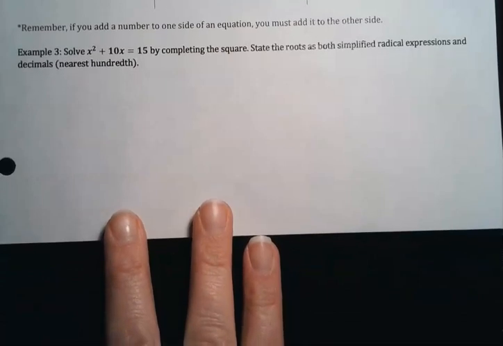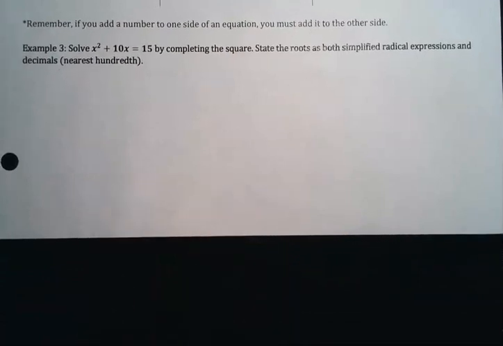Remember, if you add a number to one side of an equation, you must add it to the other side. This is helpful and necessary when we have a problem like example 3. Solve x squared plus 10x equals 15 by completing the square. We're going to state the roots as both simplified radical expressions and decimals to the nearest hundredth.